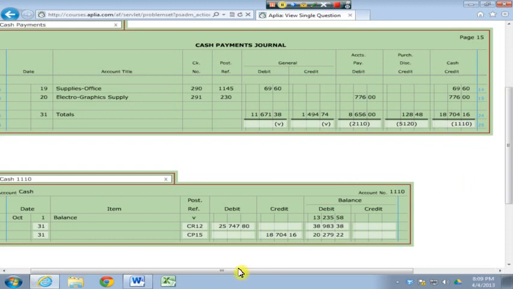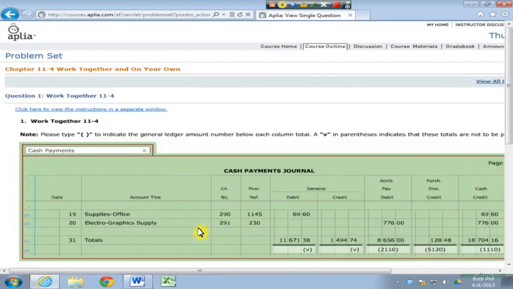Okay, and we are done with the work together. Go ahead and do it on your own. Check it, make sure you did it right, and then you need to proceed with doing application problem 11.4 for your homework.